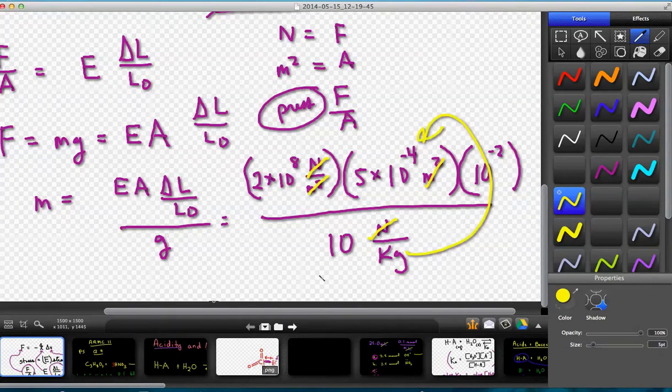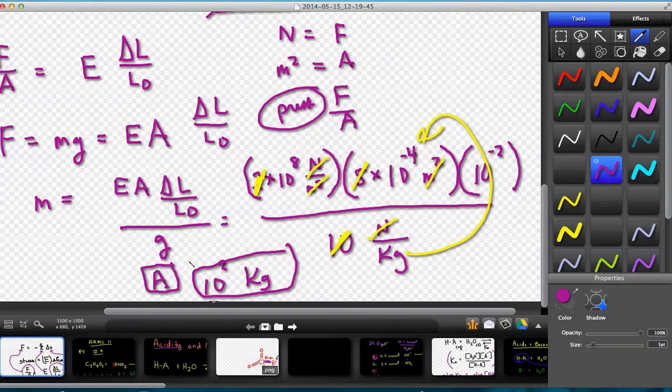So we simplify all this. 2 times 5 is 10, and 10 divided by 10 is 1, so I'm just going to cross all that out. Then I get 10 to the 8th times 10 to the minus 6. That is 10 to the 2 kilograms. 100 kilograms is the answer, and that is A. Everybody misses that question. I'm not surprised.